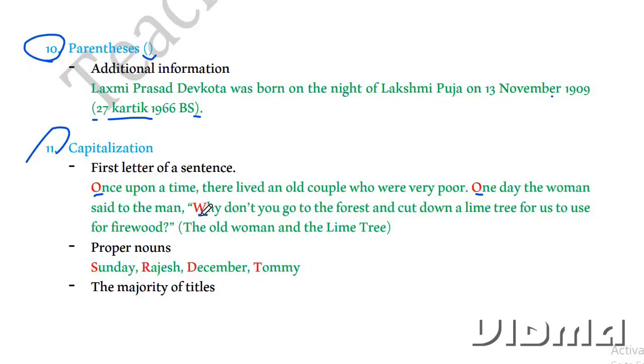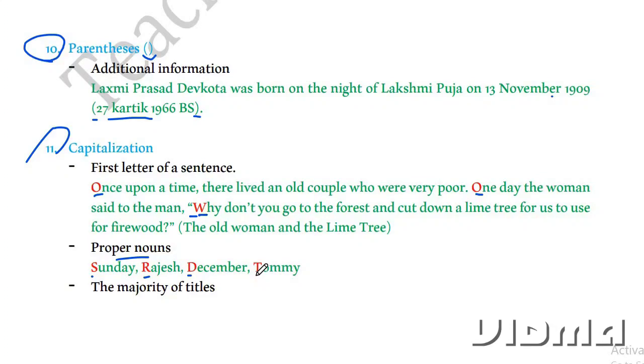So there is also capital W. Next one, we use capital letters with proper nouns as well. Proper nouns mean special names, particular names like Sunday. So Sunday is capital. Rajesh Hamal are capital. December, this is also a proper noun of month, so capital D. Tommy, capital T. Lakshmi, capital L.